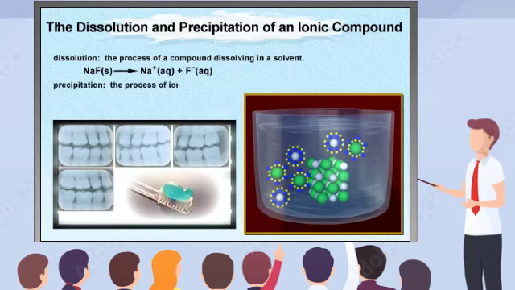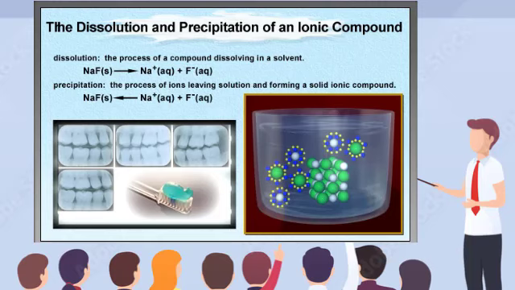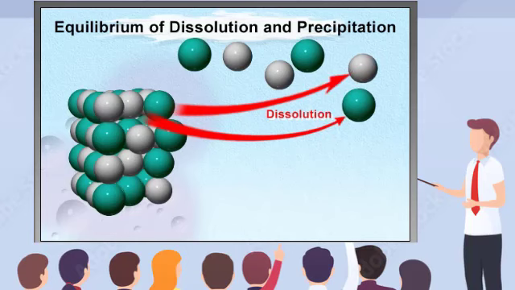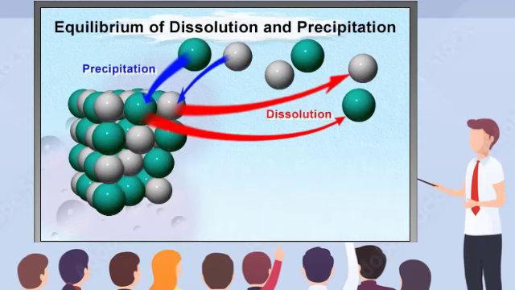The process of ions leaving the solution and forming a solid ionic compound is called precipitation, and the solid formed is called a precipitate. Precipitation is shown in a chemical equation by pointing the arrowhead in the direction of the solid. When the rate of dissolution equals the rate of precipitation, the saturated solution has reached equilibrium, which is expressed by a balanced equation that uses 2 arrows pointed in opposite directions.